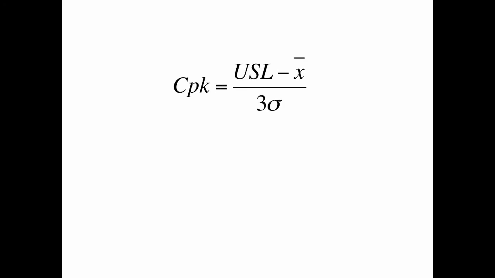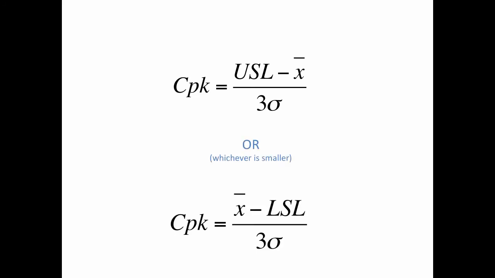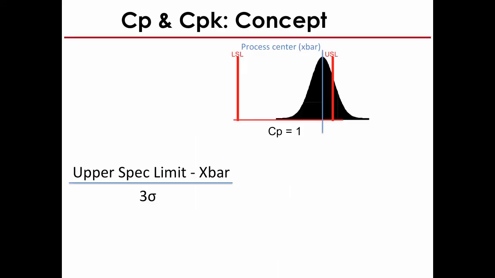So there are actually 2 formulas for CPK. The upper spec limit minus the process average divided by 3 sigma, or the process average minus the lower spec limit divided by 3 sigma. We use both formulas and then select whichever of the 2 is the smallest as our CPK value. Let's walk through an example using the foam seat data from our production line that creates foam for car seats. We'll walk through calculating CPK for that.